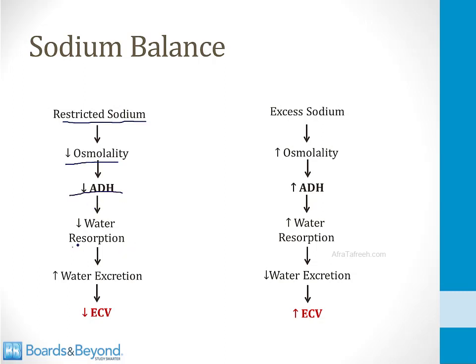This leads to less water resorption by the kidneys and more water excretion. By excreting more water, the plasma sodium level will become normal, but the price of maintaining that normal plasma sodium level is that the ECV falls.